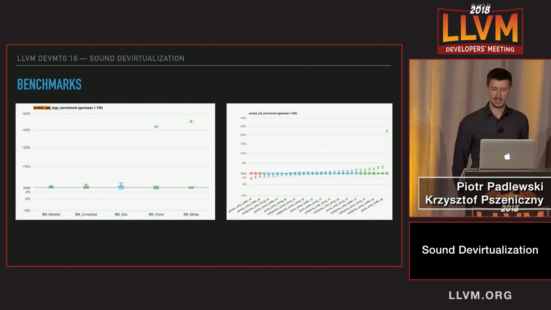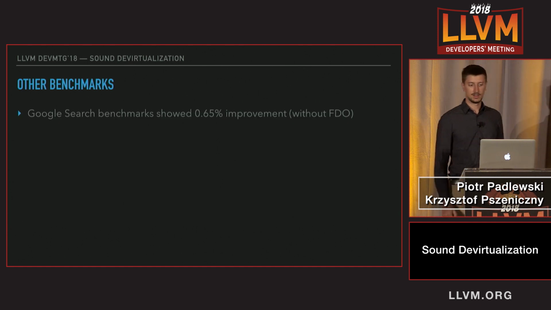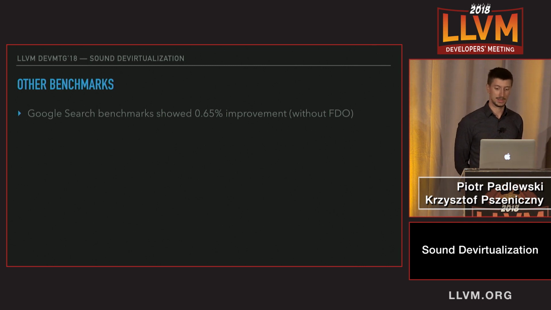And the Protobuffers benchmark also, some of them showed even more than 30% speedup. And geomean was like 13% on one and 0.9% on the other. From other benchmarks, the Google search engine sped up by 0.6%.